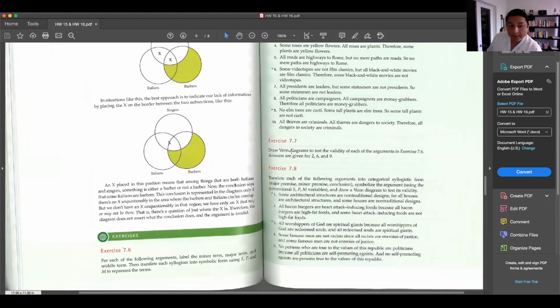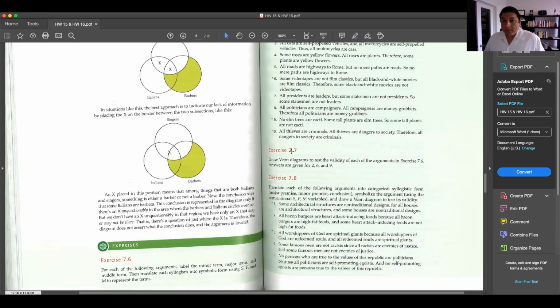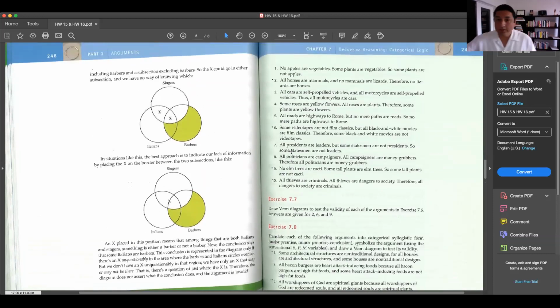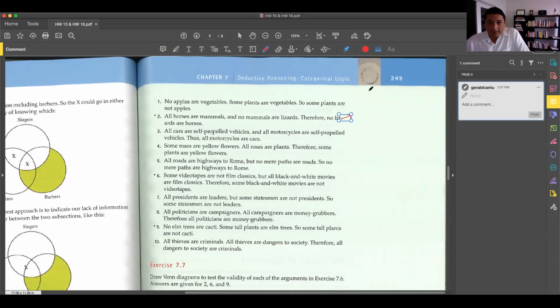You just have to identify the minor, the major, and the middle term, and then you have to translate the whole argument into symbolic forms. So let's do number 2. Now, number 2, you have to identify the minor, major, and middle terms, okay?